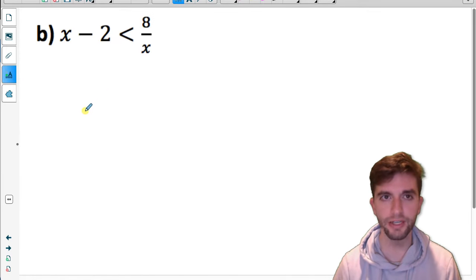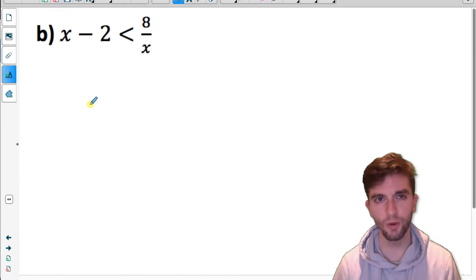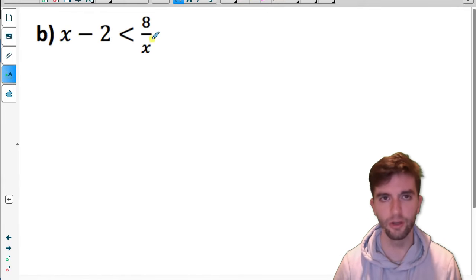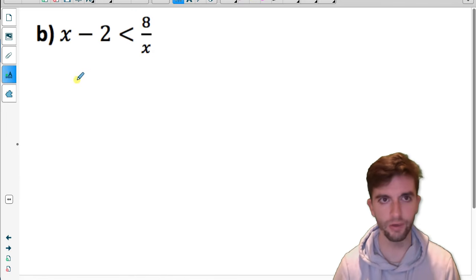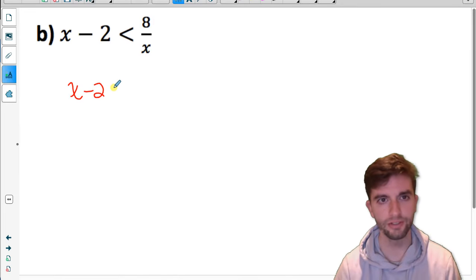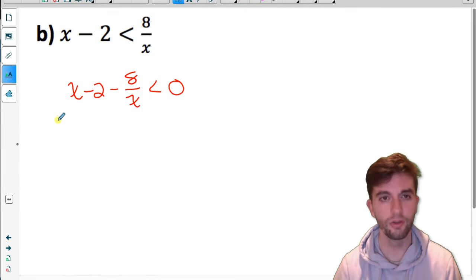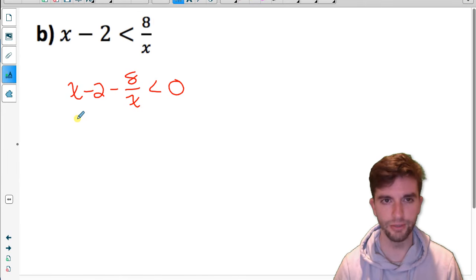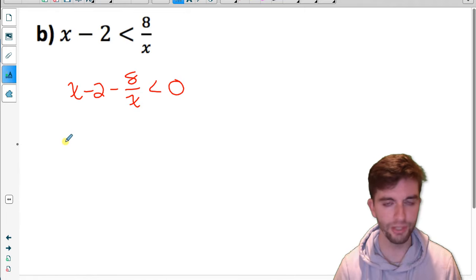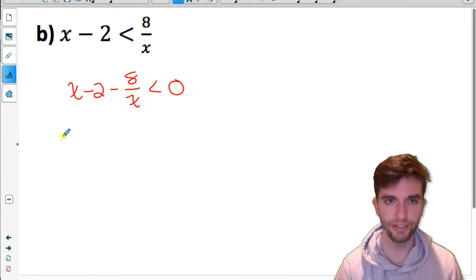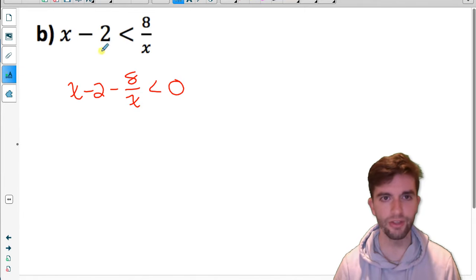What we want to do instead is move all of the terms to one side using inverse operations. So we'll just subtract this term to the left side of this inequality. So I'll have x minus 2 minus 8 over x is less than 0. So all of the terms are now on the left side of this inequality. What I need to do now is figure out what the x-intercepts and vertical asymptotes of this are. And the easiest way to do that is to combine all of these as a single fraction.